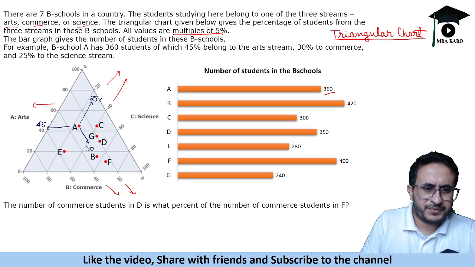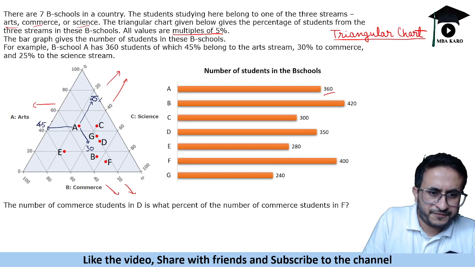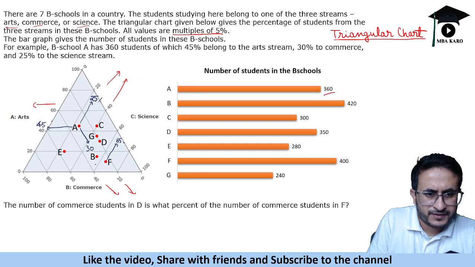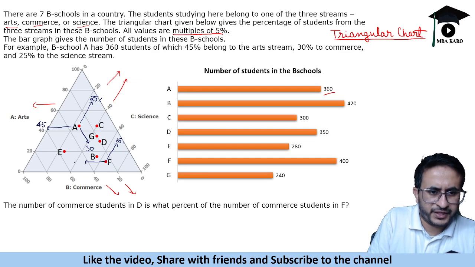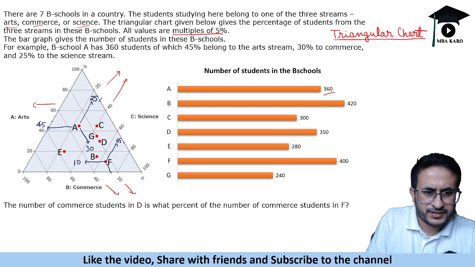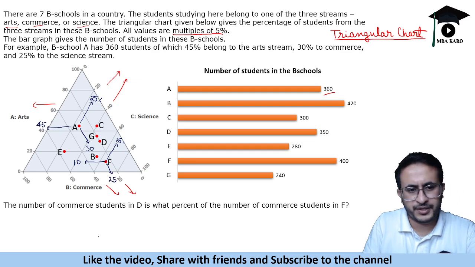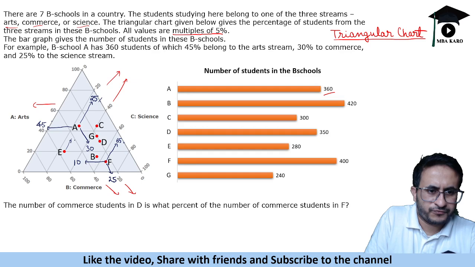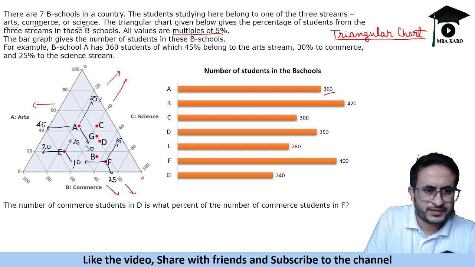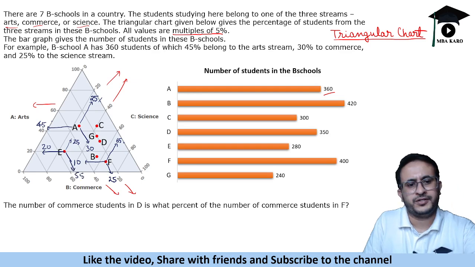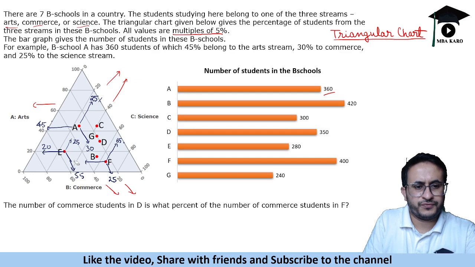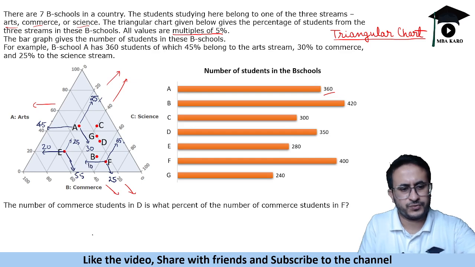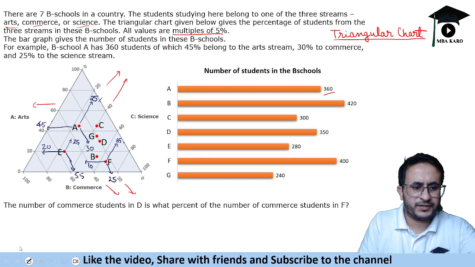Let us take another example. Suppose we have to find for F. So F in this direction is between 60 and 70, 65. This is between 20 and 0, that is 10, and this is 25%. Similarly for E it is 25, this is 20, and this is just below 60, that is 55%. So this is how we will read the values for different B schools. Using this you can calculate the values.